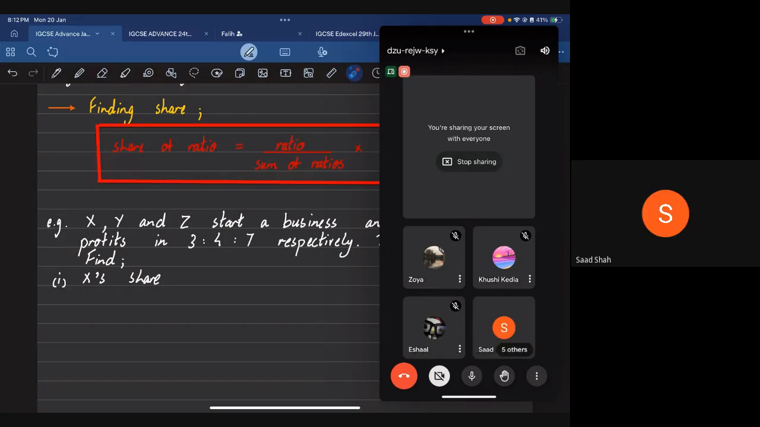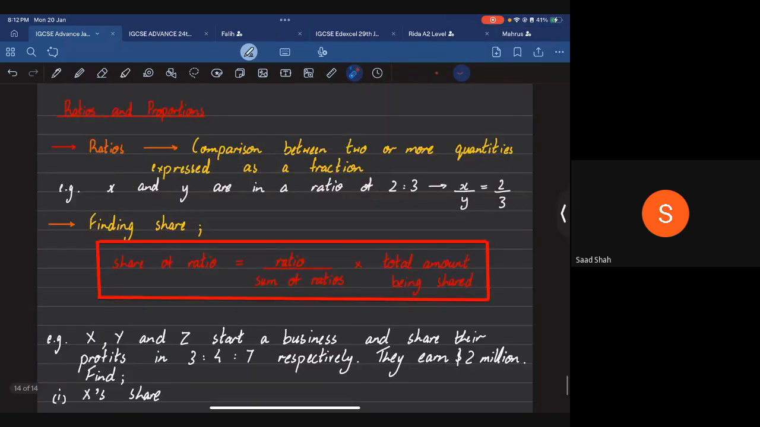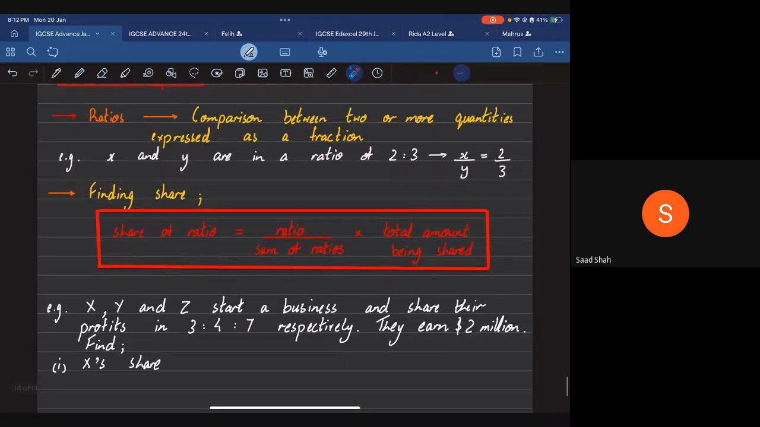Yes, sir. Sir, please show the definition of ratio again. I have to note it. This one.